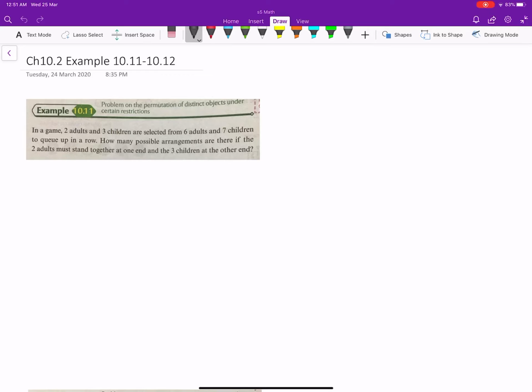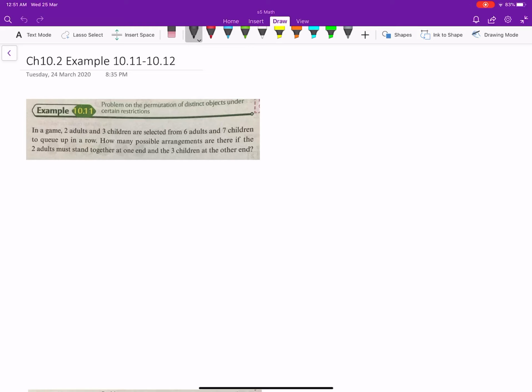Hello students, here I will show you how to do example 10.11 and 10.12. So here, in the game, 2 adults and 3 children are selected from 6 adults and 7 children to queue up in a row. How many possible arrangements are there if the 2 adults must stand together at one end and the children at the other end?